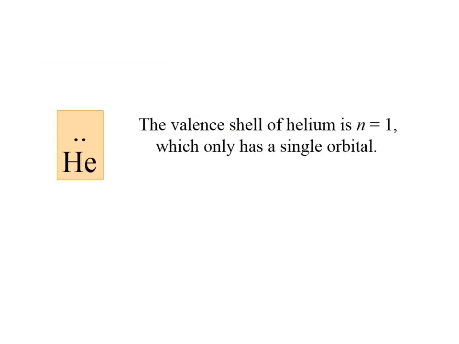So helium would look like this. Helium's atomic number is 2, so it has 2 protons, 2 electrons, and this is what they look like. It's 1s2.